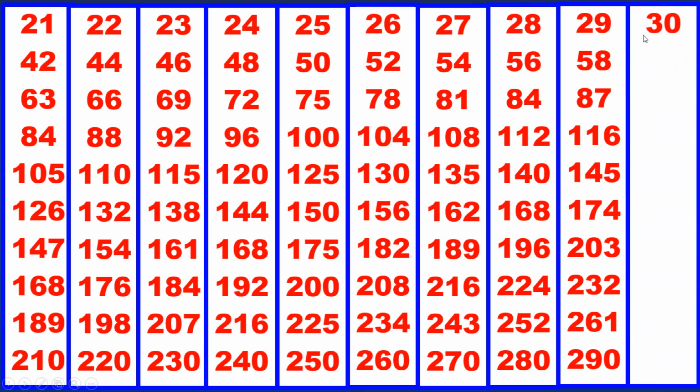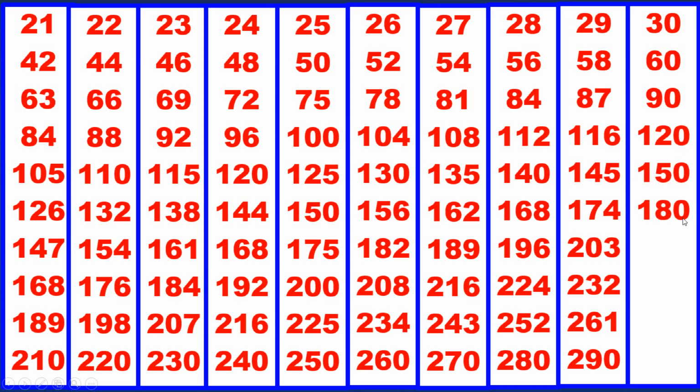30 times table. 30 times 1 is 30. 30 times 2s are 60. 30 times 3s are 90. 30 times 4s are 120. 30 times 5s are 150.